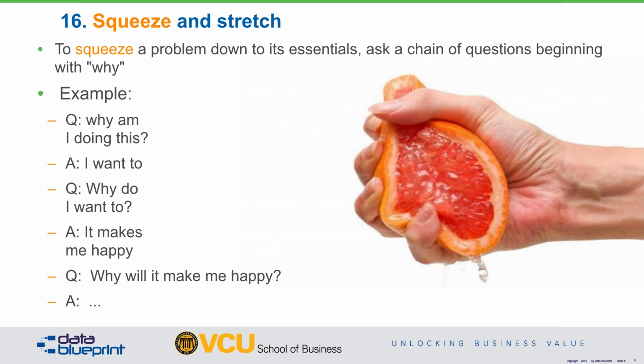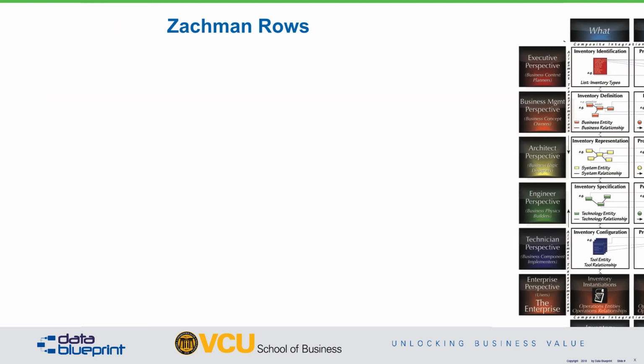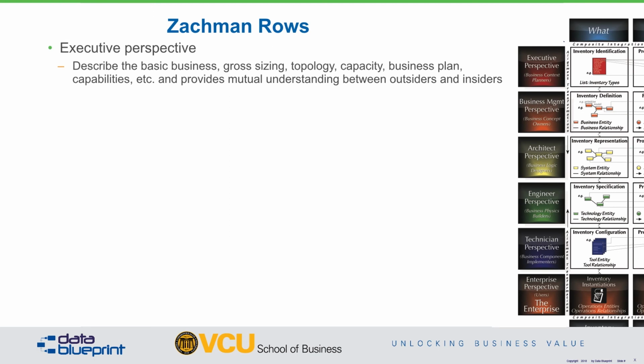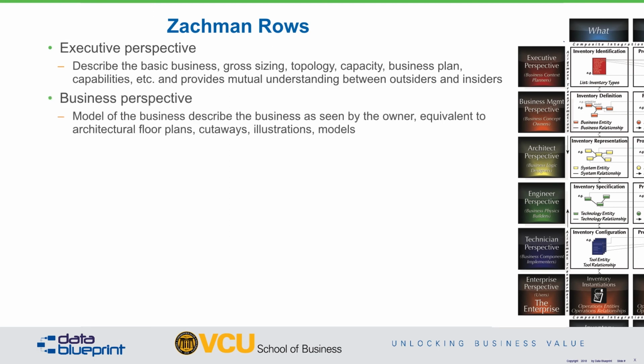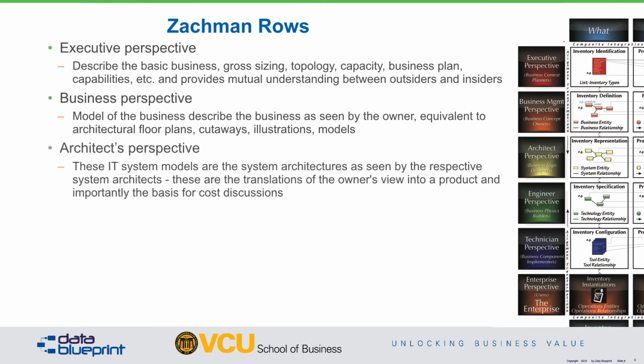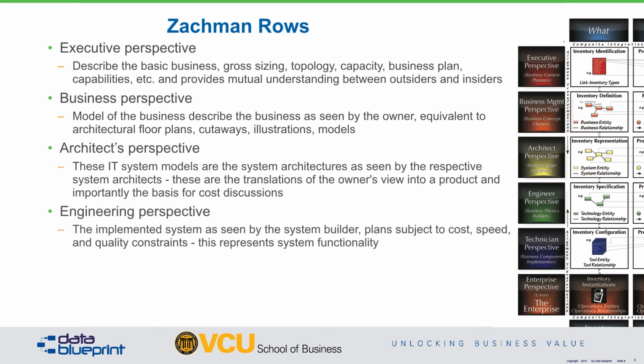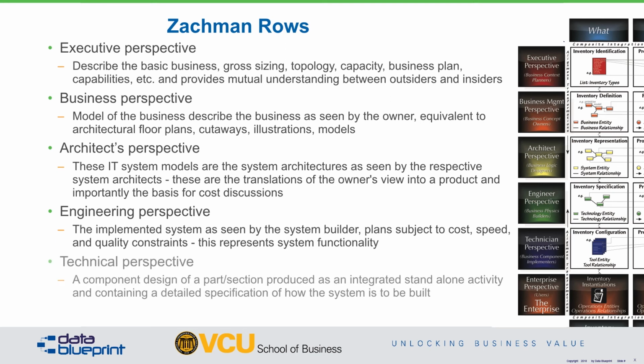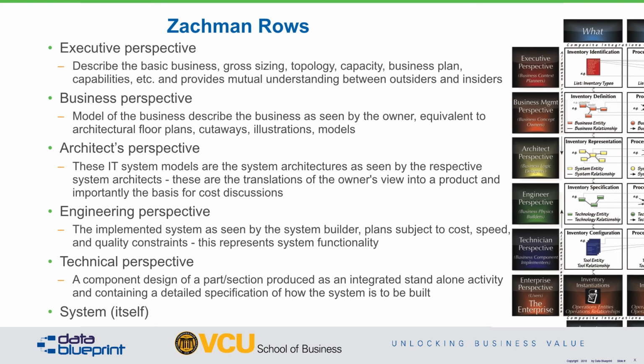Something else that's really important here is to figure out your perspective on the problem. And for that, we're going to use a little technique called the Zachman framework. What John Zachman discovered is that there were a series of predefined areas that fall in for most organizations. There's an executive perspective, a business perspective, an architect perspective, an engineering perspective, and a technical perspective. And each of those perspectives requires different amounts of detail.